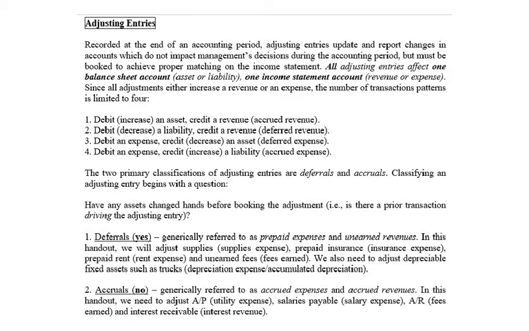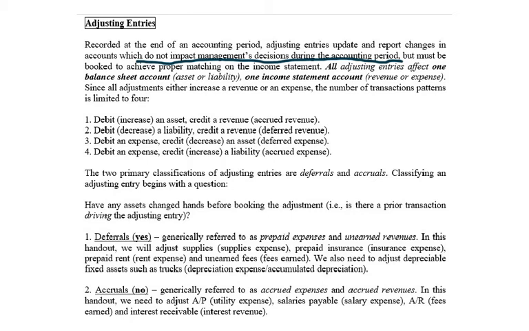Right, so this is just sort of the basics of adjusting entries. Again, what are we doing here? We're doing entries to update and report changes in accounts which do not impact management's decisions during the accounting period, but of course we have to do this in order to achieve proper matching. Now, what does that mean?